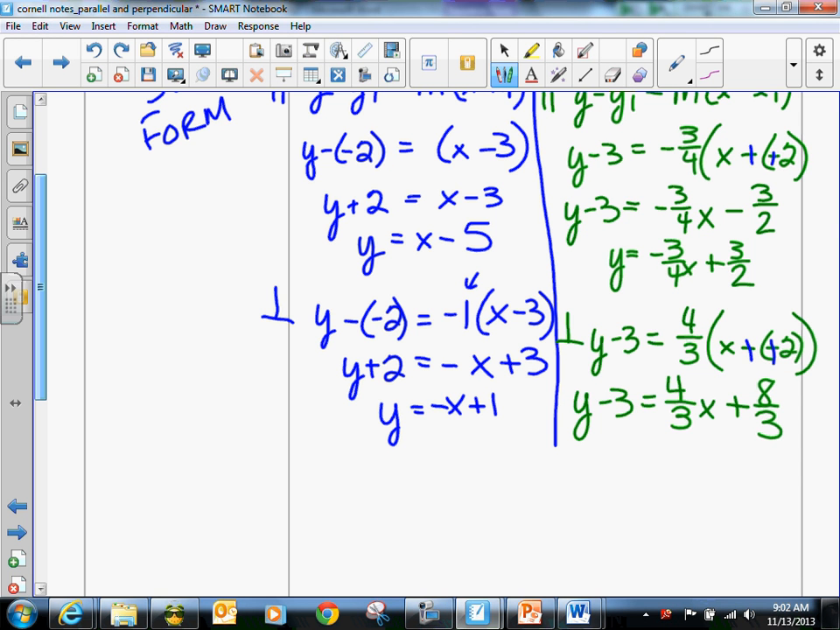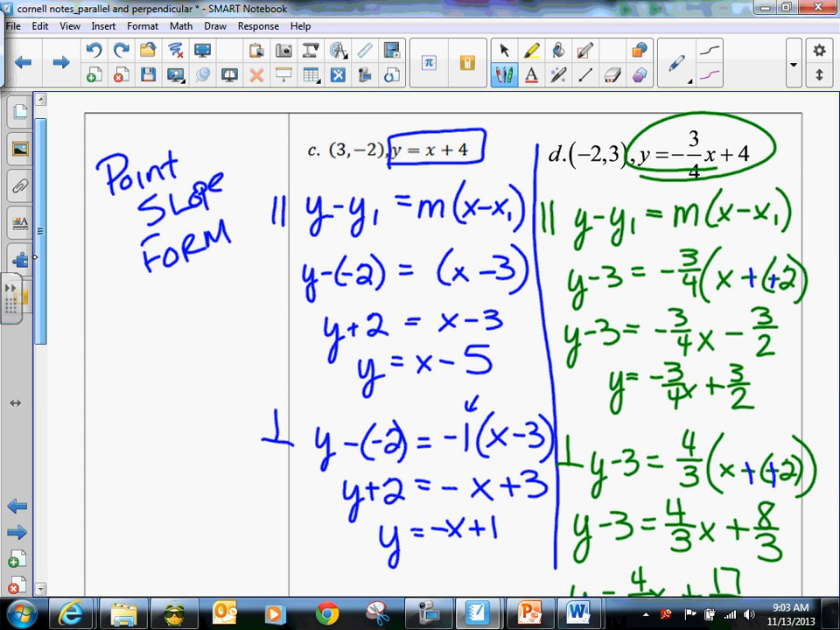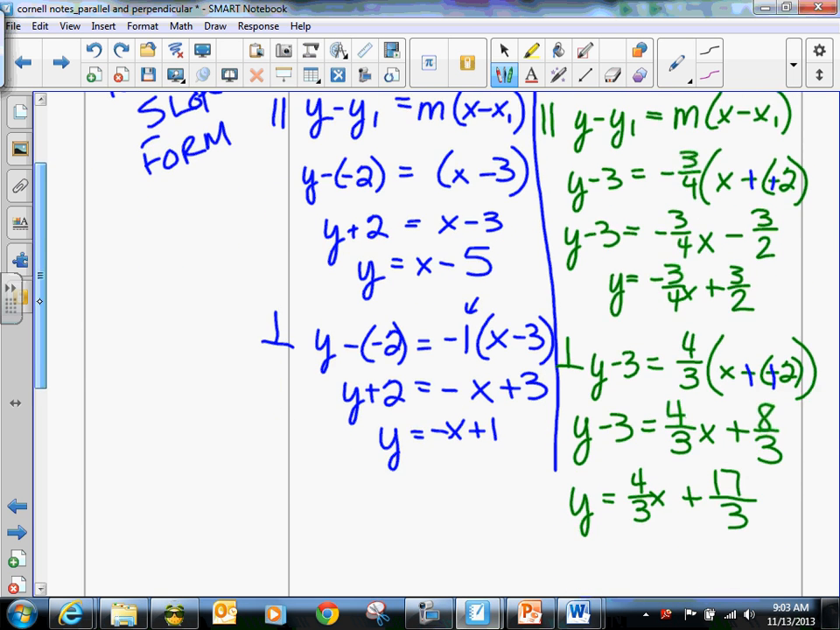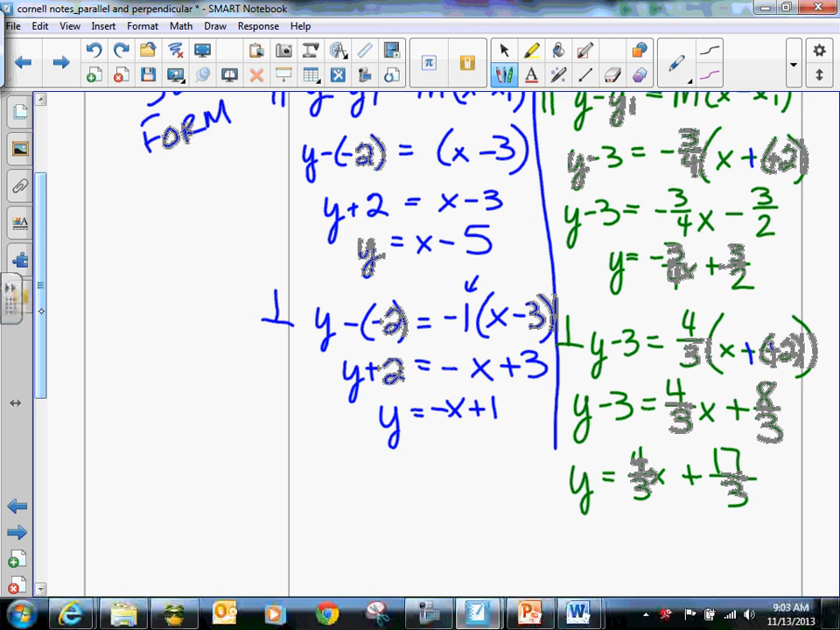And if I go ahead and add 3 to both sides, I end up with y equals 4/3 x plus 17/3. And that's going to be the equation of the line that's perpendicular to this original line up here.